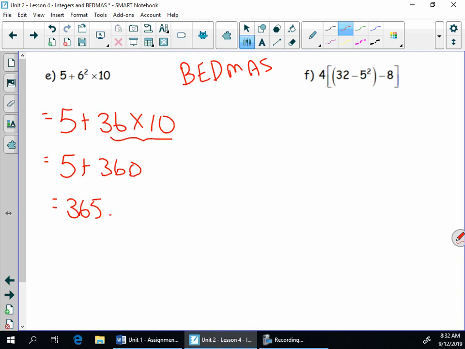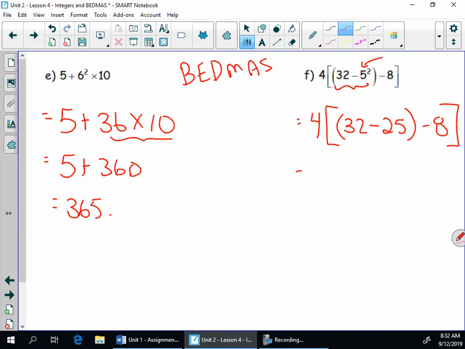Okay, last one. Brackets. Ooh, I see 2 sets of brackets. We talked about this the other day. When we have brackets inside brackets, we start on the inside ones. So the 4 on the outside can't be touched until the end. Inside the brackets, what do I have to do first inside? Well, inside, I start all over again. B for brackets, E for exponents. Oh, there's definitely an exponent there. 5 squared makes 25.